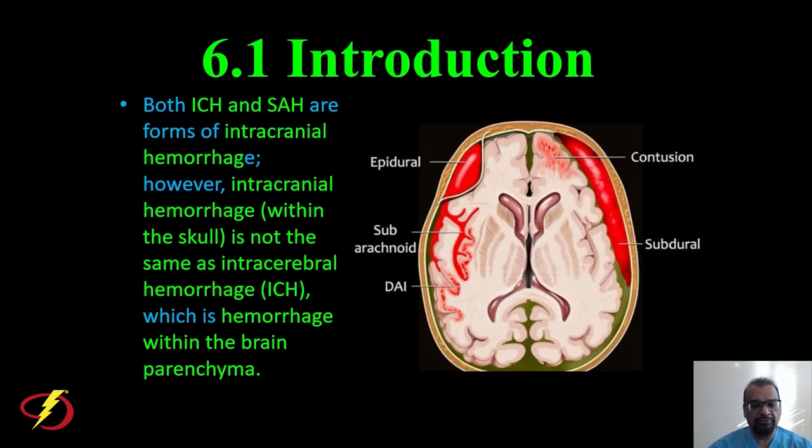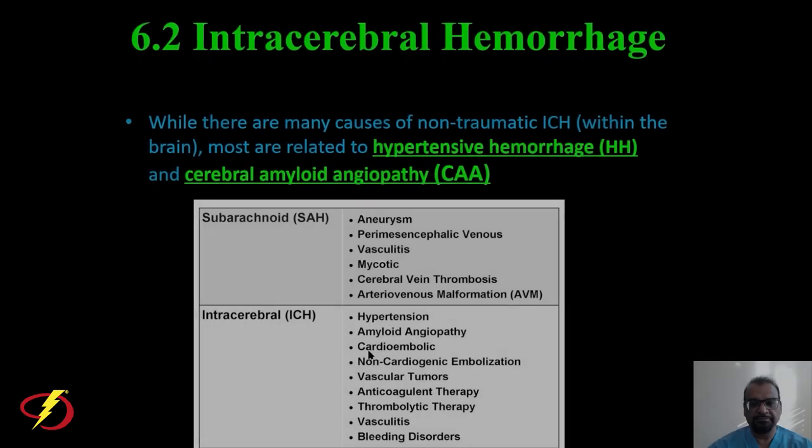However, intracranial hemorrhage, hemorrhage within the skull, is not the same as intracerebral hemorrhage, okay? So bleeding, and we'll get into these different types of bleeds later, surrounding the brain is not the same as inside the brain. So when we talk about bleeding within the brain, this is intracerebral hemorrhage. A lot of people conflate that term with intracranial hemorrhage. It's a different term, okay? Again, intracerebral hemorrhage is bleeding within the brain parenchyma.